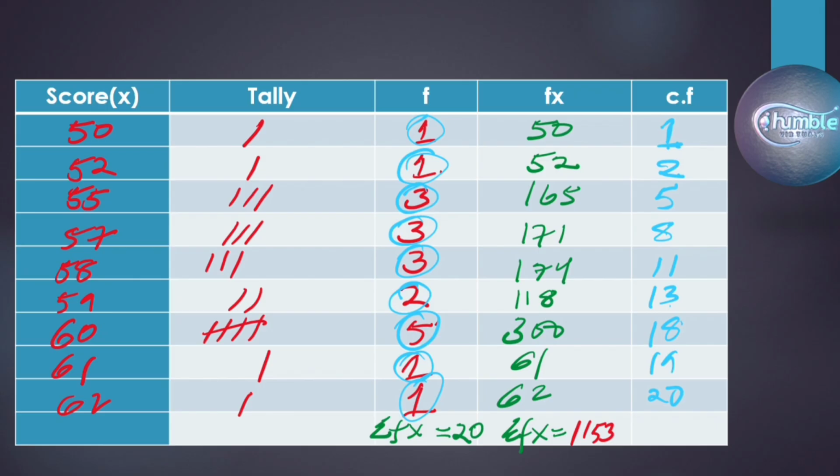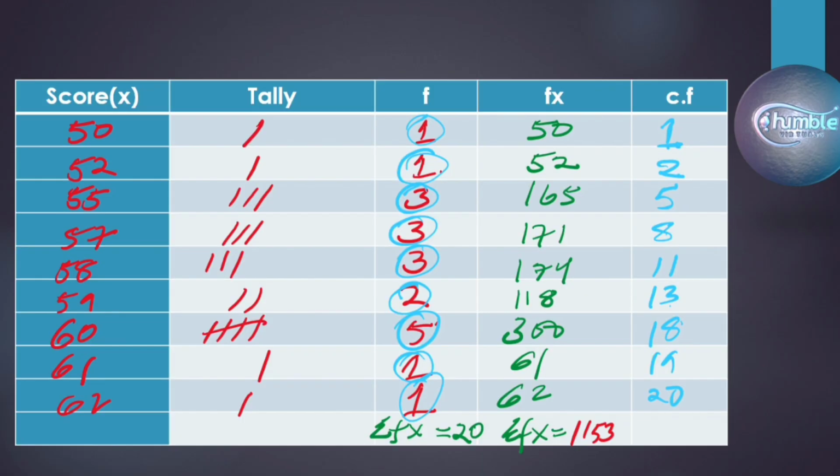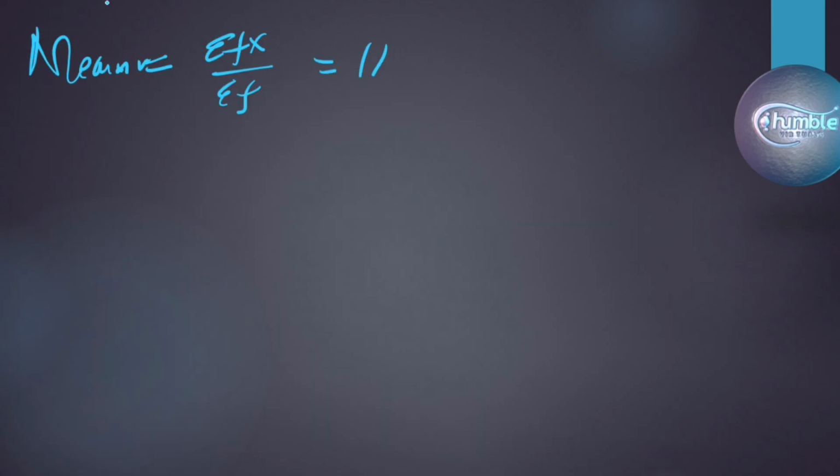So you now have enough data to work out the mean and the median and even the mode of the data. So how do we get the mean? We know mean is given by summation of f of x over summation of f, and our summation of f of x is 1153 and summation of f is 20. So that is going to be 1153 divided by 20, and this will give you 57.65.